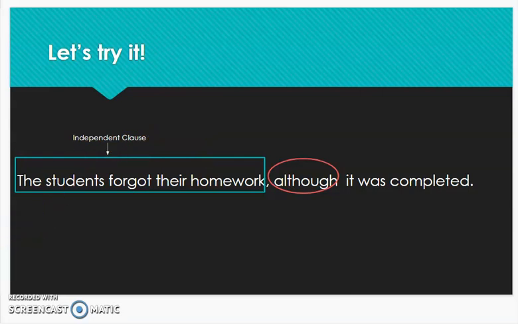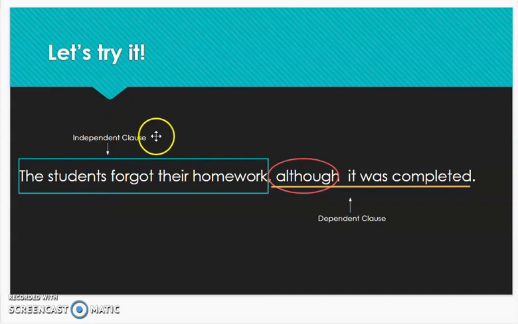How does it look all together? It looks like this. Independent clause and dependent clause. The students forgot their homework. Independent clause, it can stand by itself. Although it was completed, dependent clause, it cannot stand by itself because it is not a complete thought.